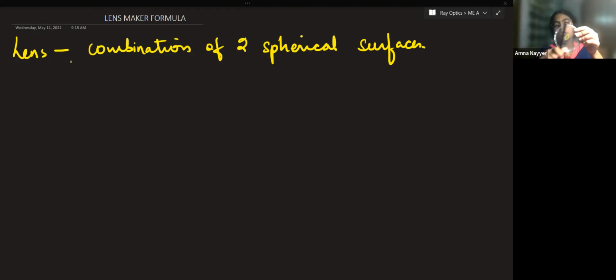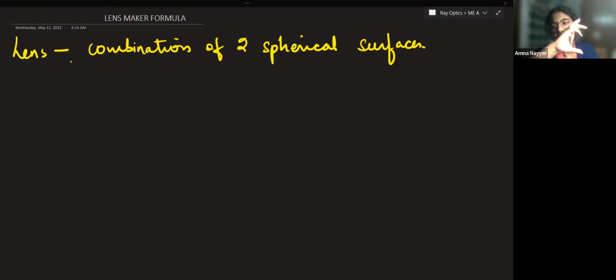Now, if you take this part and do not polish it, then you get refracting surfaces, the way we read and understood the refracting surfaces in the last class. But if you take two refracting surfaces, suppose I cut it from here and from this end as well, and now I join both of them. So the structure that you will obtain is known as a lens. A combination of two spherical surfaces is known as a lens.